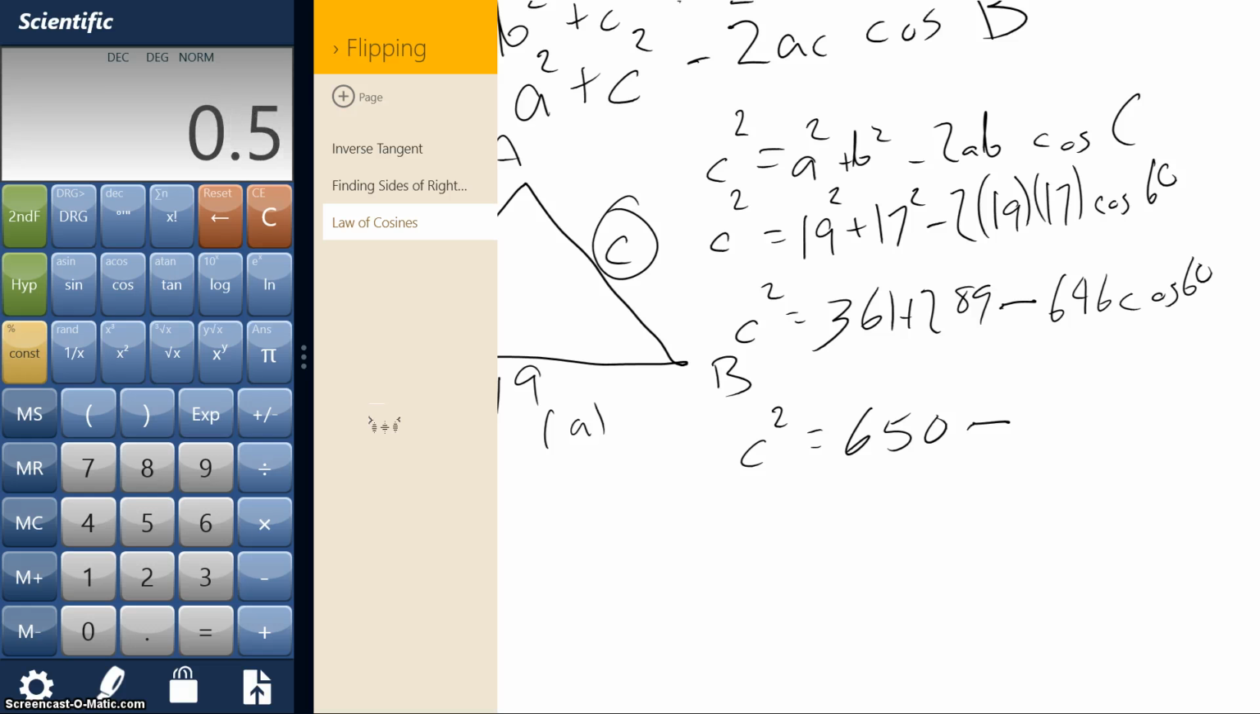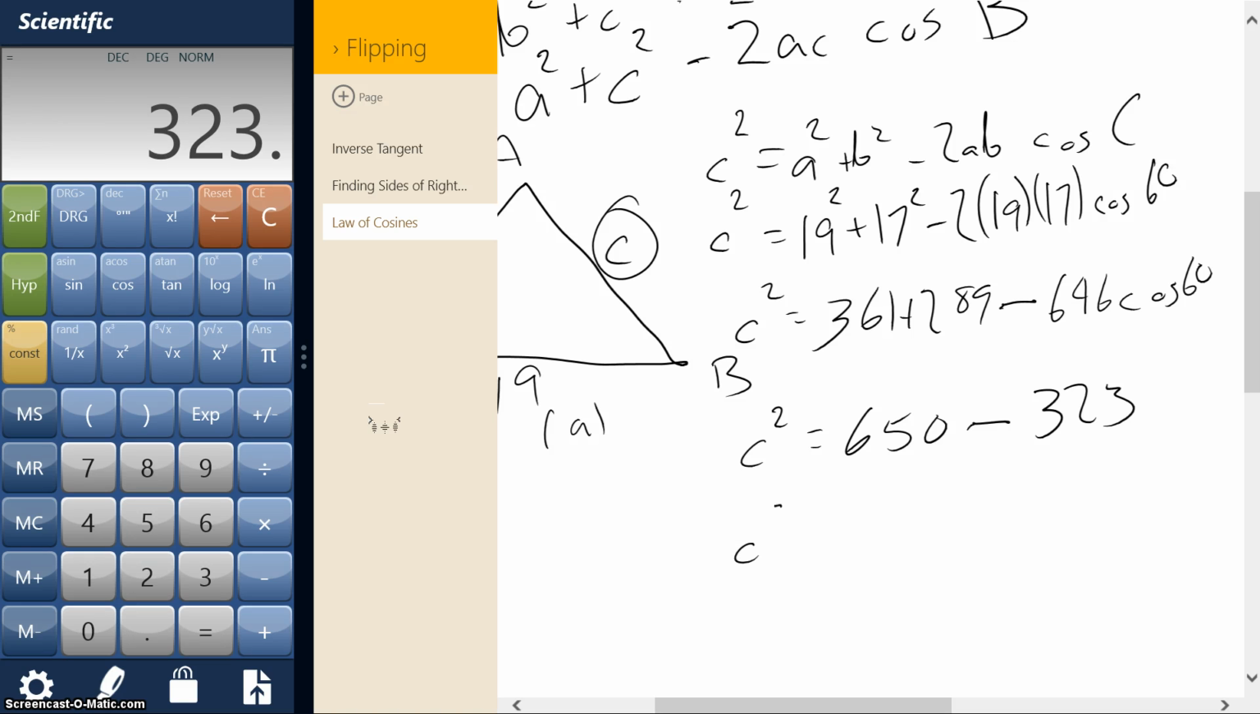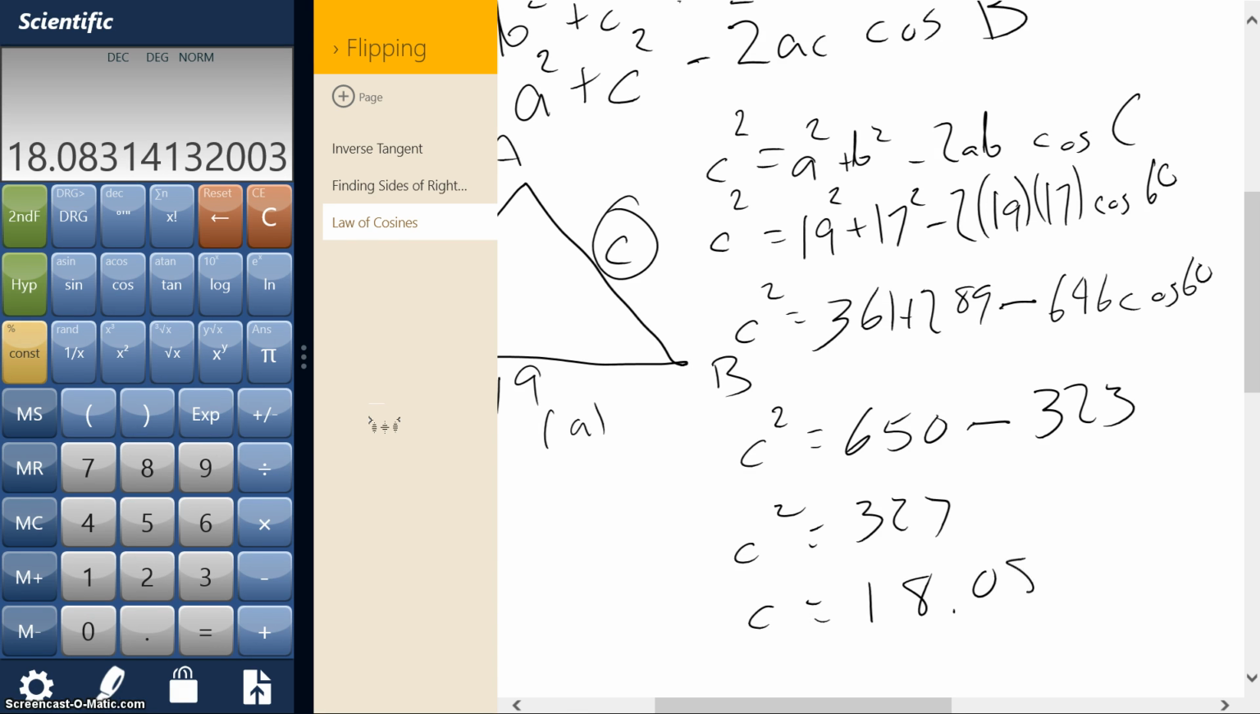Cosine of 60 is 1/2. Multiply that times 646, and we're left with 323. So we get c squared is equal to 650 minus 323. C squared equals 327. Take the square root of that, and then our c would equal about 18.08.